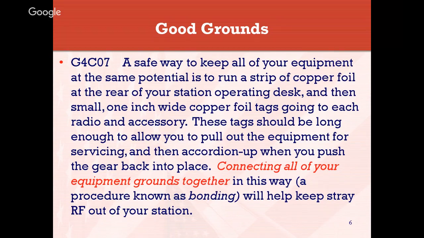So a safe way to keep all of your equipment at the same potential is to run a strip of copper foil at the rear of your station operating desk, and then one small 1-inch wide copper foil tags going to each radio and accessory. These tags should be long enough to allow you to pull out the equipment for servicing and then accordion up when you push the gear back in place. Connecting all of your equipment grounds together in this way, which is a procedure known as bonding, will help keep that stray RF out of your station.